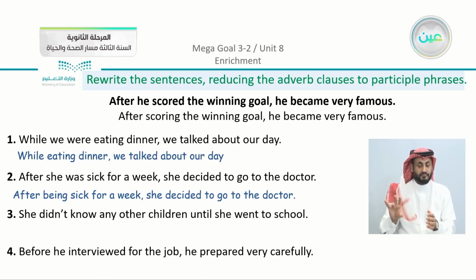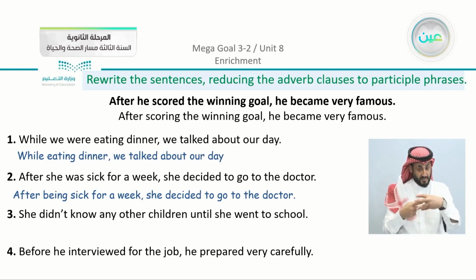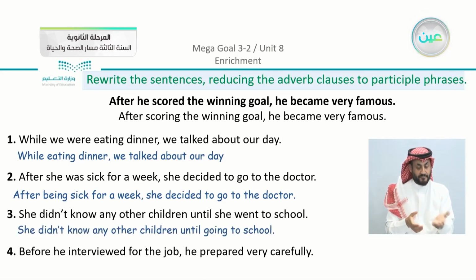Number 3, she didn't know any other children until she went to school. We have here, how do we change it? Now here you can see that there is a negative. So we have here, she didn't know any other children until going to school. So she went actually is in the second part. We changed it at the end, not like the first sentences.